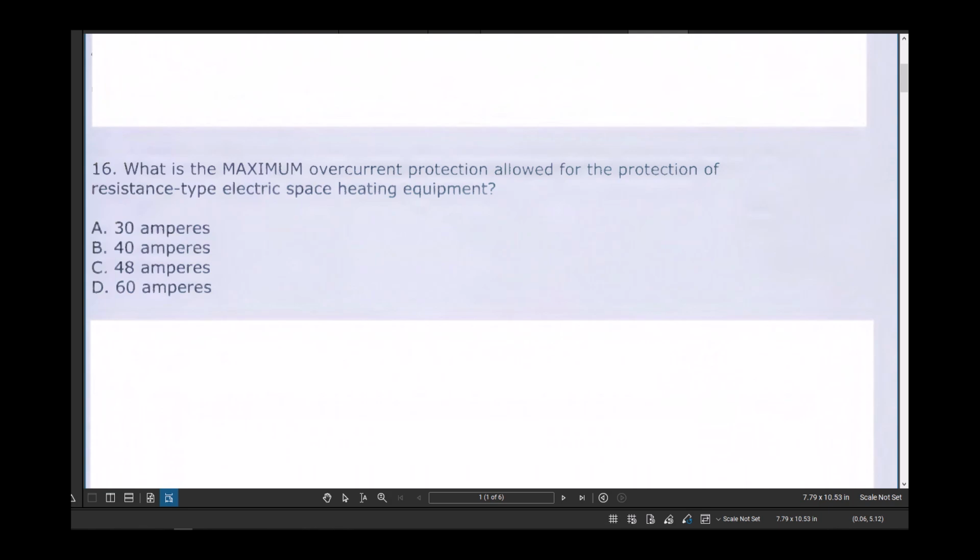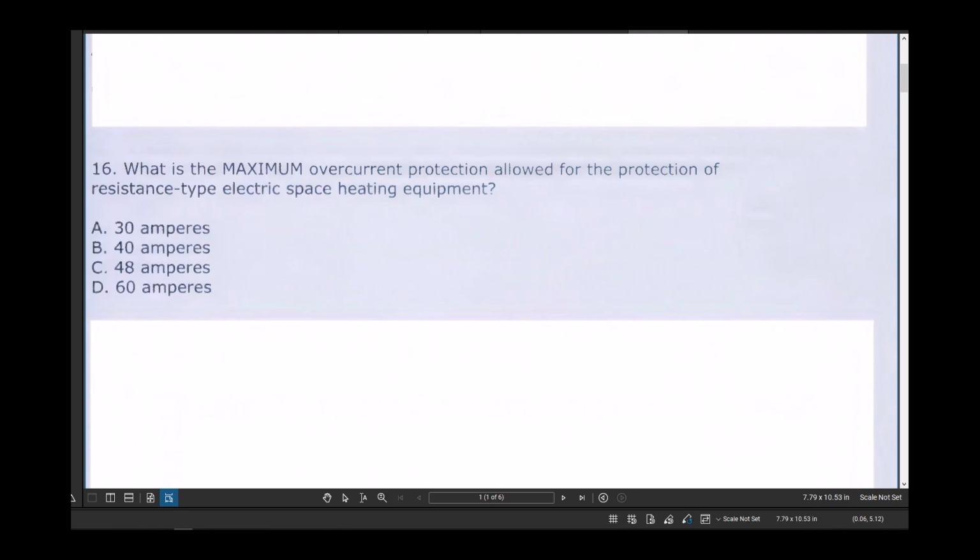16. What is the maximum overcurrent protection allowed for the protection of resistance type electric space heating equipment? A 30 amps, B 40 amps, C 48 amps, D 60 amps.